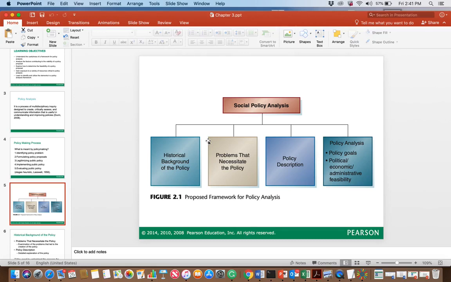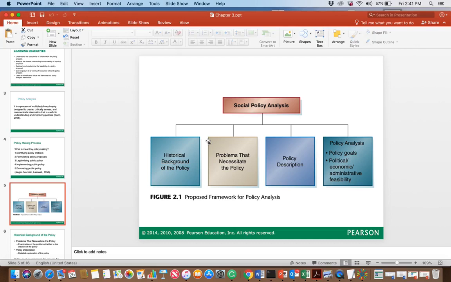Third, policy description. Now, there's a difference between policy description and problems that necessitated the policy. Sometimes students confuse the two. Policy description is basically the nuts and bolts of what the policy does. In other words, the policy has goals, it has objectives. Try to figure out what are those descriptions. Describe what the policy said it was going to do.